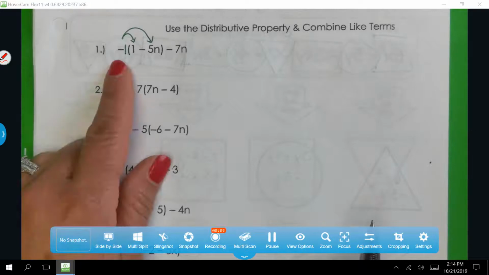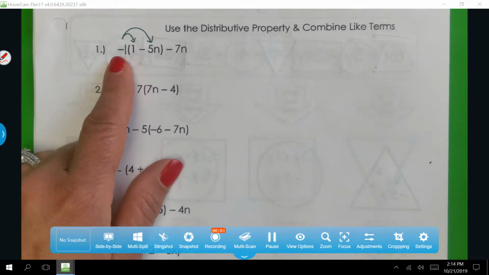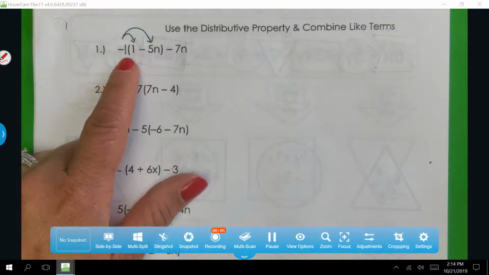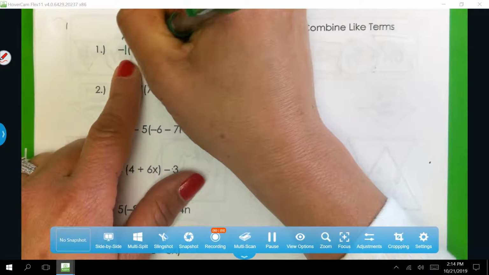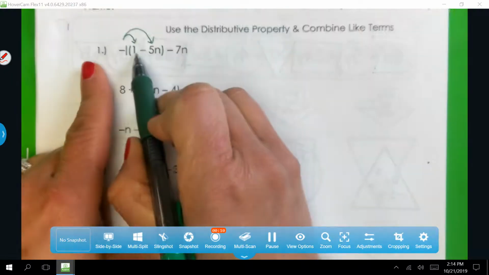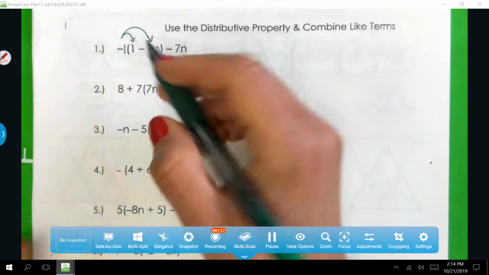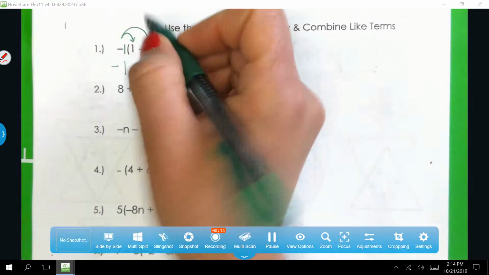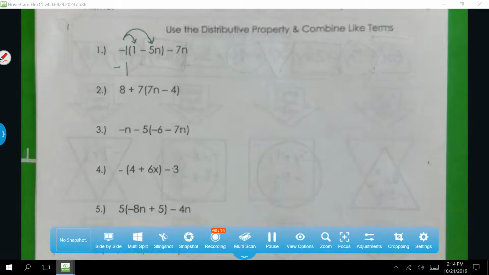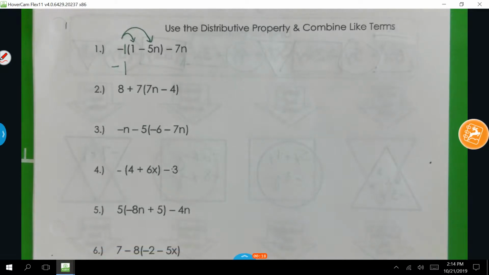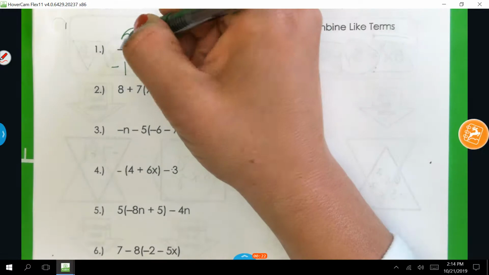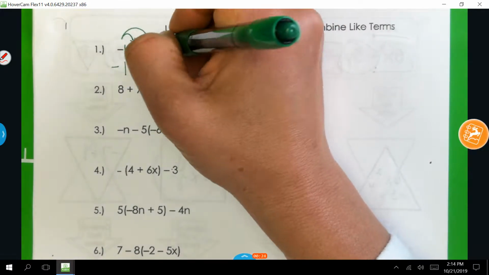So again, the negative in front of the parentheses actually means negative 1. You draw your arrows to distribute. What is negative 1 times 1? Negative 1. Again, pick up the calculators if you need them. And I understand I might go a little more quickly, but I don't want you to have a ton of homework. And then what is negative 1 times negative 5?